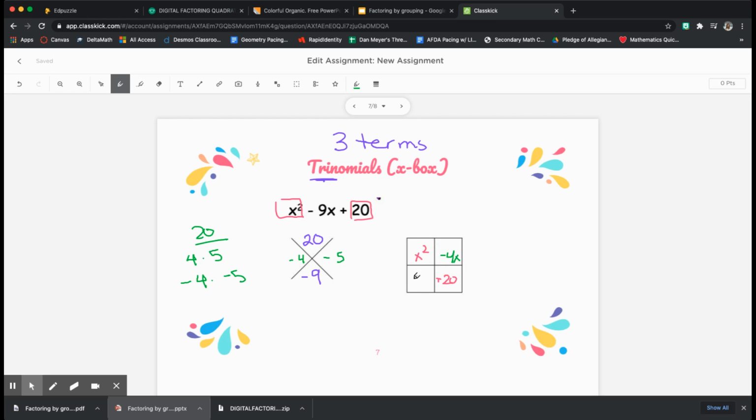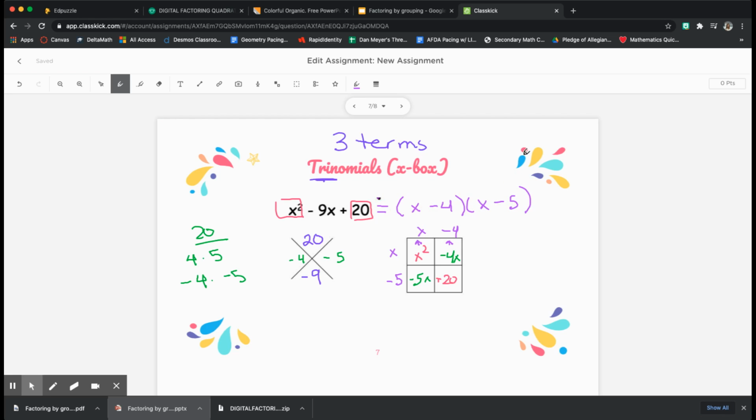And see, this is why GCFs are really important because I'm using that same concept of GCFs when I do this part. So I would take an x out from here, a negative 5 out from this row, and then when I switch to my columns, an x from this column and a negative 4 from this column, and my final answer here would be x minus 4, x minus 5.